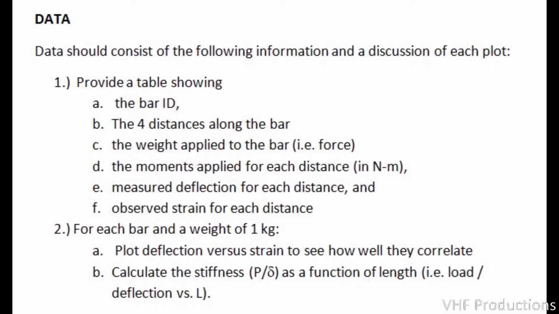Then add 2 columns to the table. One column should be the elastic modulus value derived from the measurements for each beam and loading position. And the last column should be the modulus of rigidity calculated for each bar.